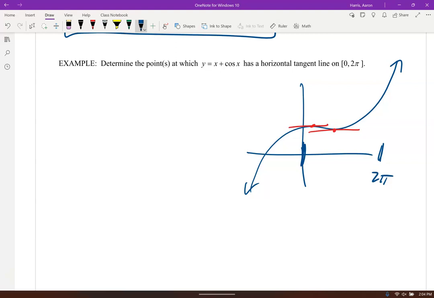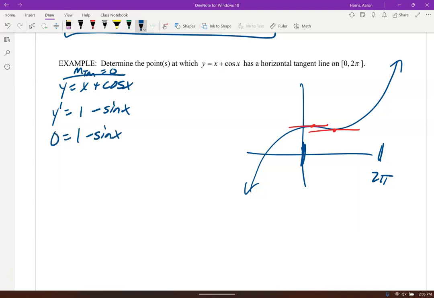Well, the slope of the tangent line is the derivative, right? So we got to find the derivative first. Here's our function. Let's find the derivative. Derivative of the cosine is negative sine. And where is the slope of the tangent equals 0? Where's the derivative equals 0? Let's add sine to both sides. So sine of x equals 1.